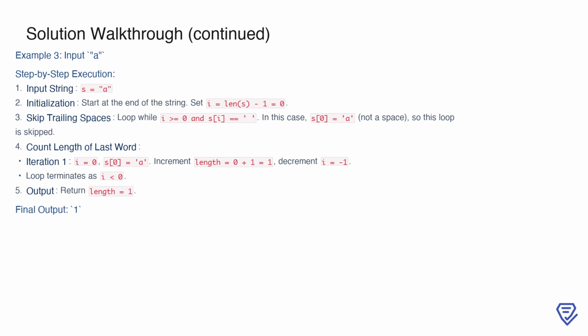At index 0, the character is not a space, so we increment the length to 1. We then decrement i to -1, which ends the loop as we've reached the start of the string. Since the entire string forms the last word, its length is simply 1. This value is returned as the output.